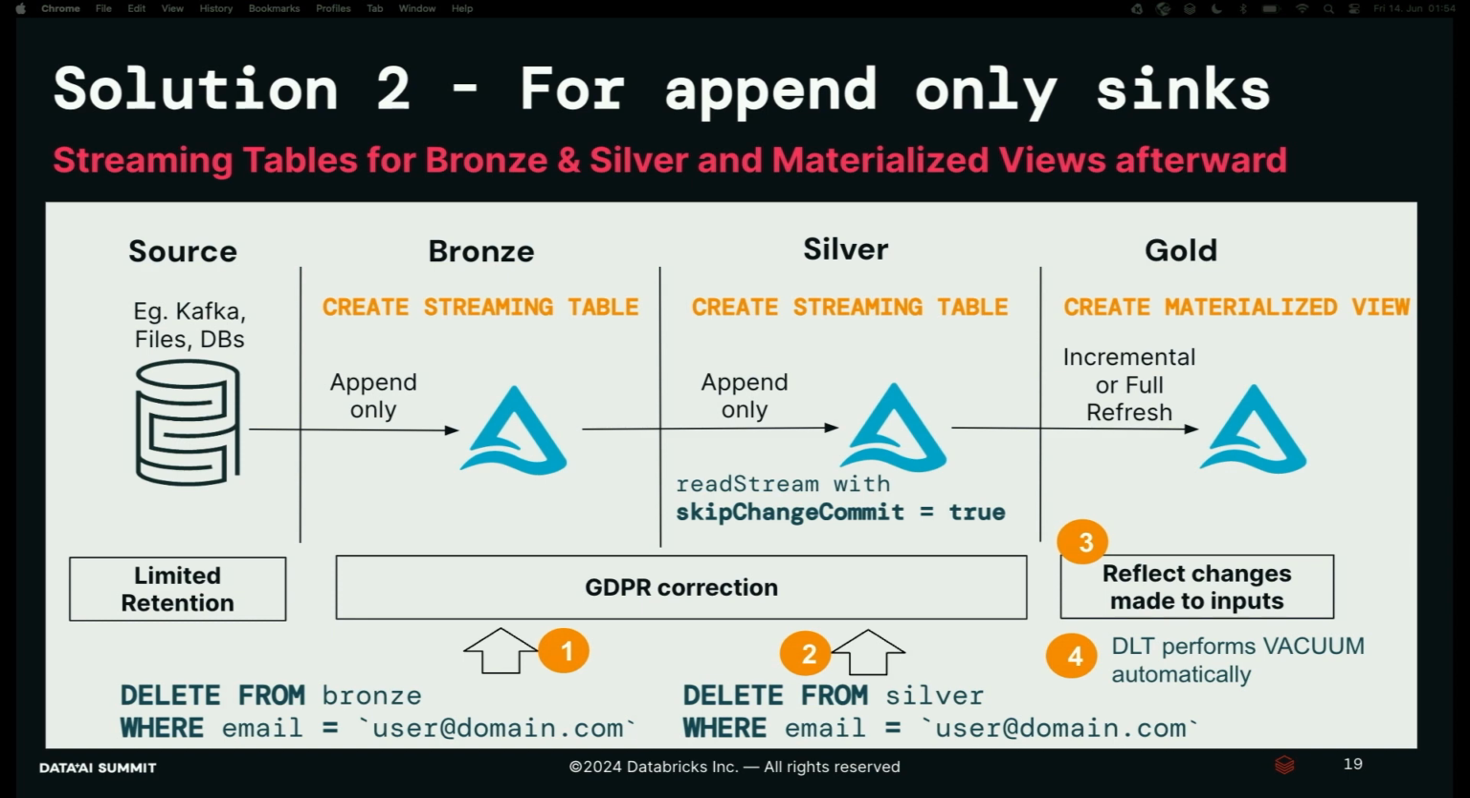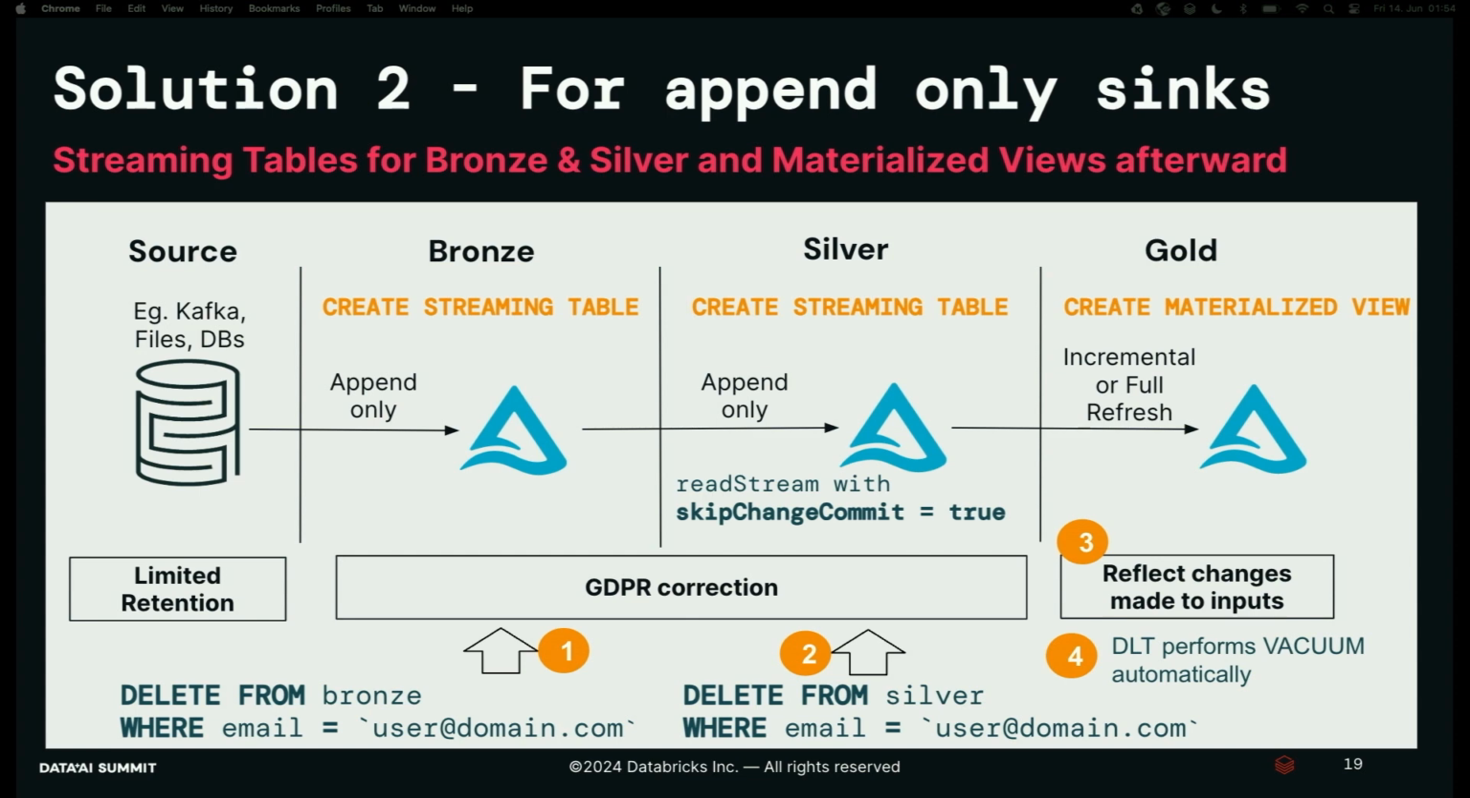Because that's what we were discussing before. We can only have append-only inputs to the streaming. That means our silver layer won't work anymore. But there is a trick that we can do here. We can use this skip change commit option, and that will basically skip all the modifications. It will only allow append-only queries to come in. So we will only consume append-only queries.